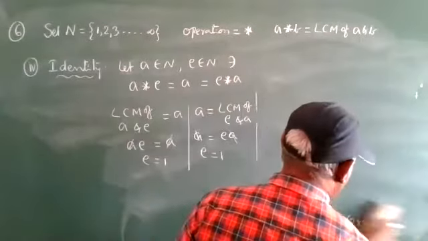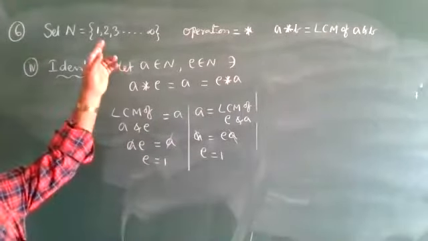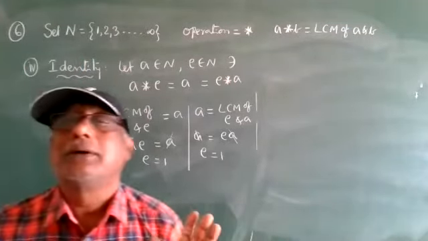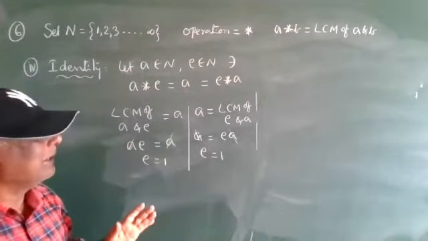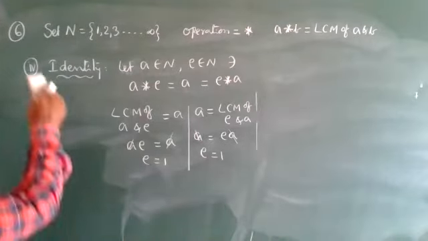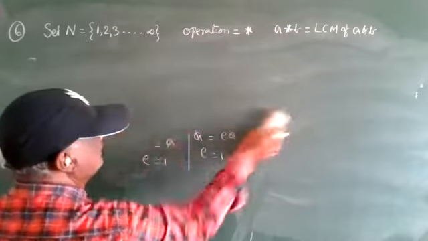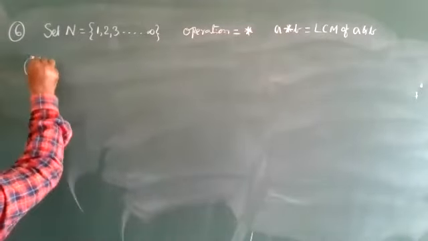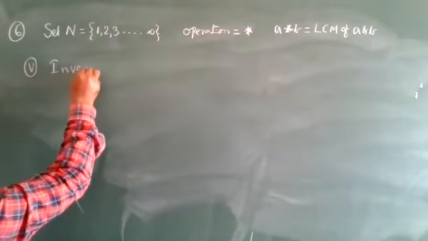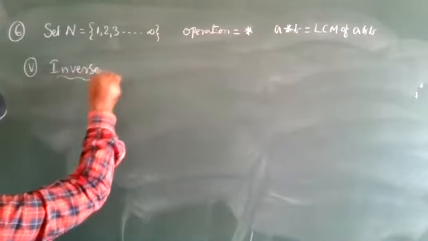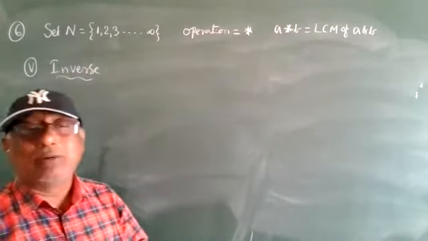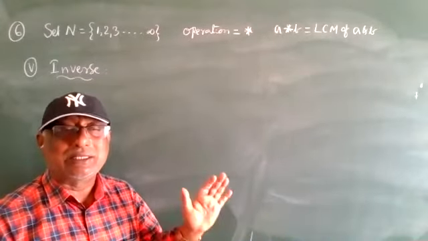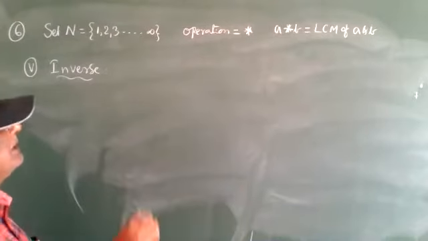Here, 1 is the identity element, and 1 also belongs to the natural numbers. Right. Now the fifth bit is inverse. Everyone see, the fifth bit is inverse. What is the inverse? What is the inverse of 2? 1 by 2. The inverse of 3 is 1 by 3. Inverse is the reciprocal. But what is the symbol?